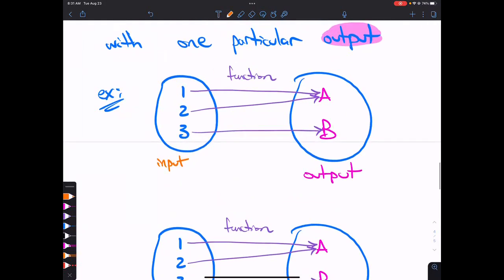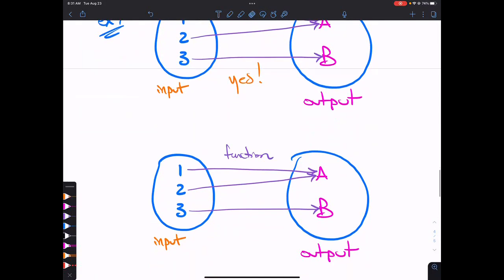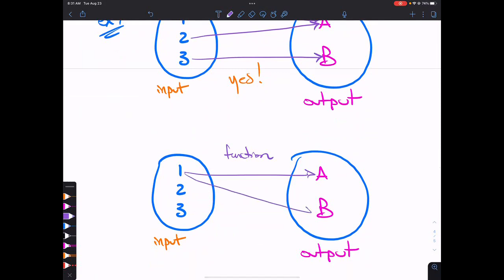Okay, so yes, this one works, right? This is a function. What if instead it looks like that? What did I change?